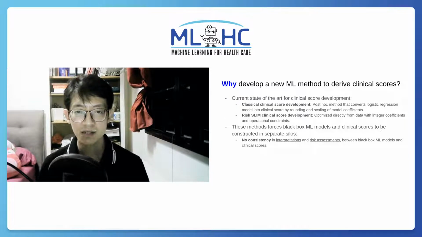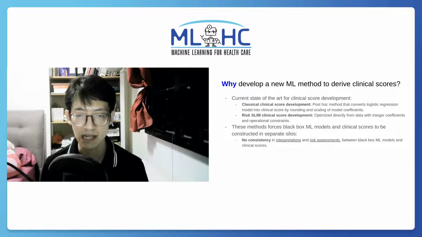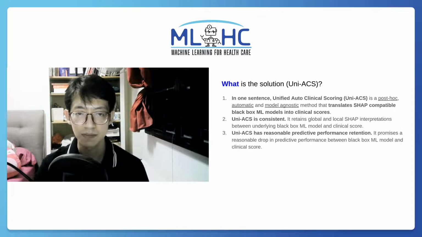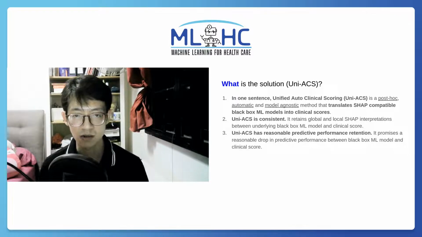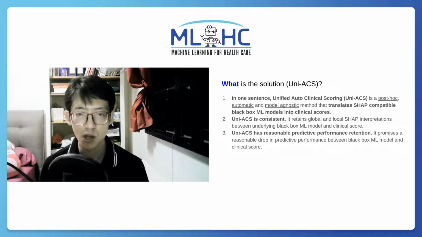Current state-of-the-art clinical score development includes the classical and the risk-themed clinical score development methods. However, these methods present the practical problem of forcing black box ML models and clinical scores to be constructed in separate silos. By doing so, there's no consistency between ML models and clinical scores for both model interpretations and risk assessments. Therefore, we present our solution, Unified Auto Clinical Scoring, Uni-ACS, which is a post-hoc, automatic, and model-agnostic method that translates SHAP-compatible black box ML models into clinical scores.